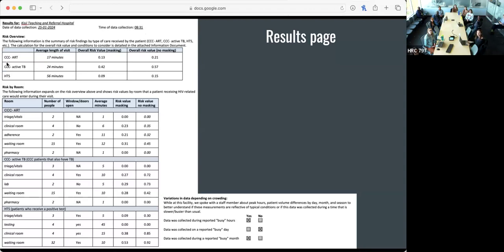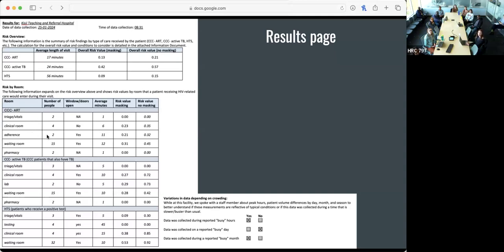So off to the left, we have a list of the types of care that are present at that facility, the average length of visit from the time and motion part of the data collection, and then an overall risk value while masking and an overall risk value without masking. And then next we break it down by room. So we expand upon the risk overview and show the risk by room that a patient would enter. So for example, for CCC-ART, we have triage vitals, clinical room, adherence, waiting room, and then pharmacy.